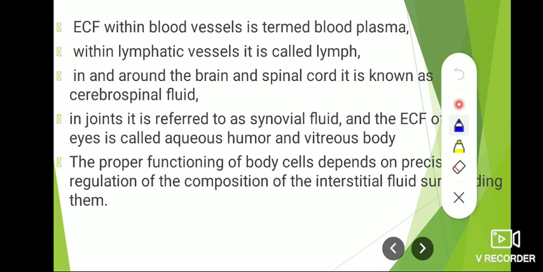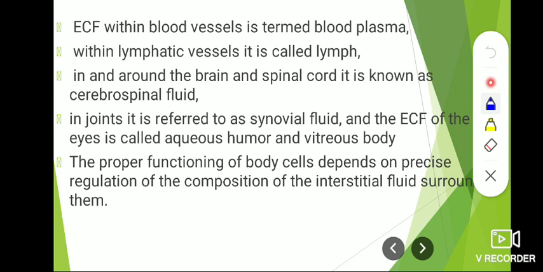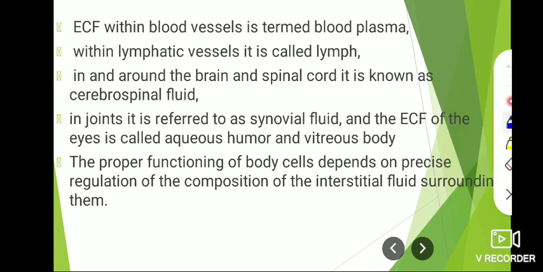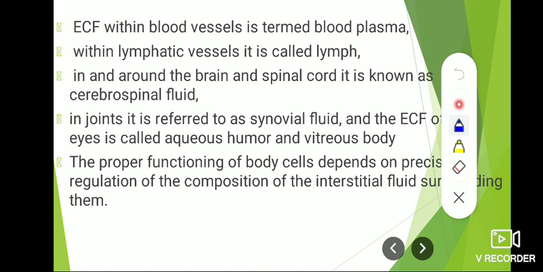Proper functioning of body cells depends on precise regulation of the composition of this interstitial fluid in the surroundings. Suppose the liver is there. The liver will function normally only when the fluid reaching it provides everything to the liver cells. It provides the oxygen, takes out the CO2, gives glucose, amino acids, everything. So the ECF has to be kept constant to have normal body function.